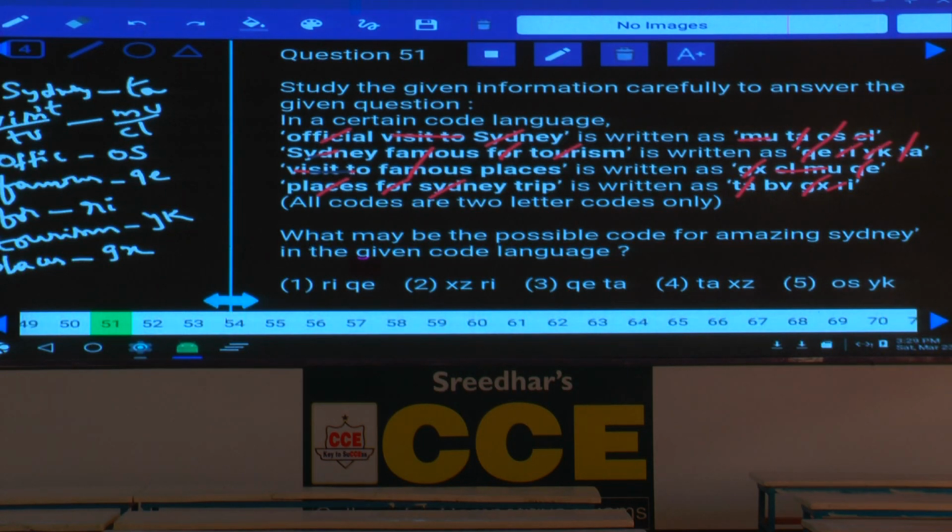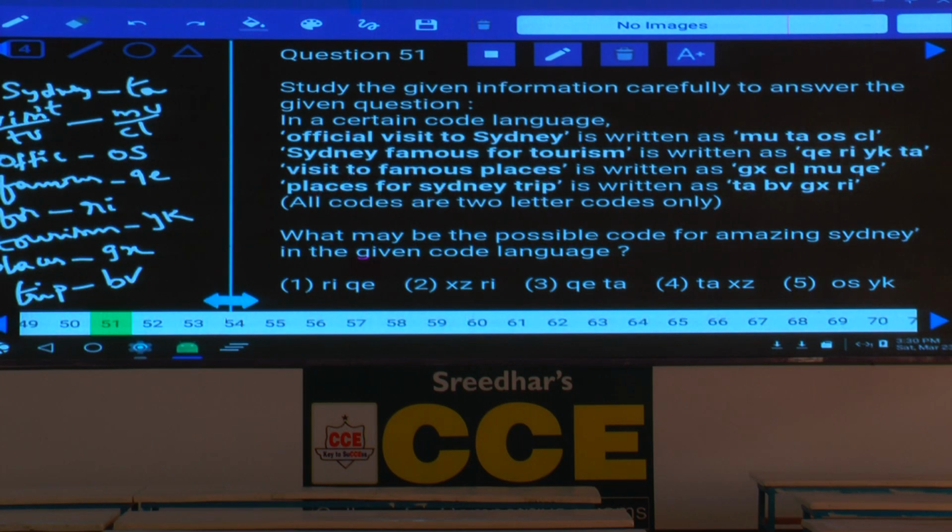Then finally, what is left over here? Trip is the word left over and the code which is left over is BV. And so trip is BV. Now these are the words and their corresponding codes. Done with this? Now question number 86.